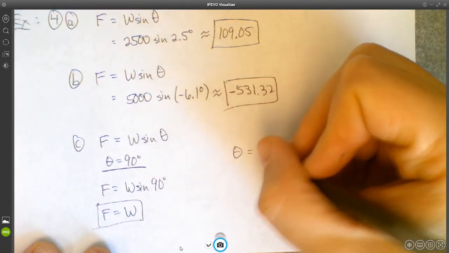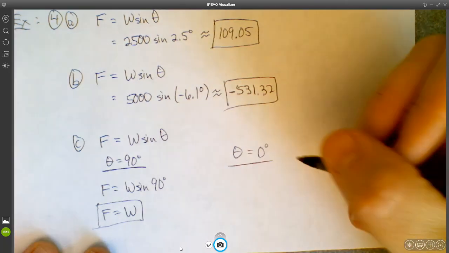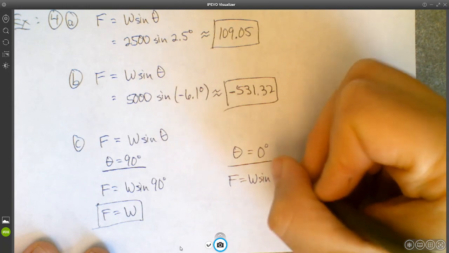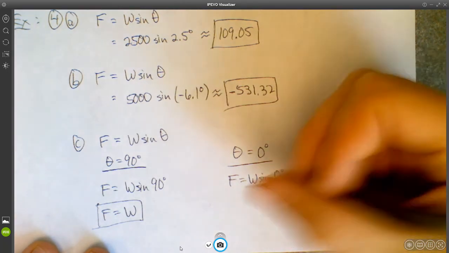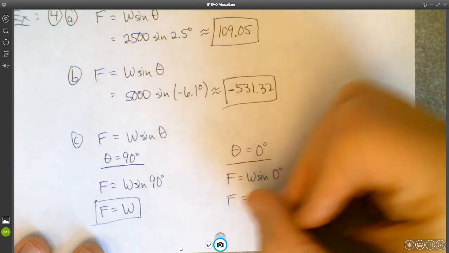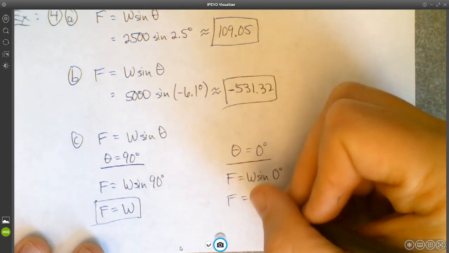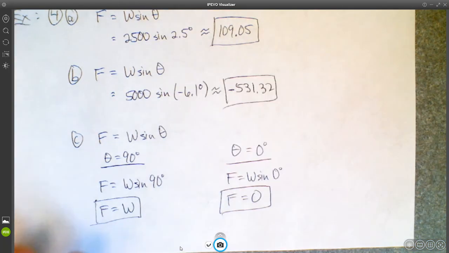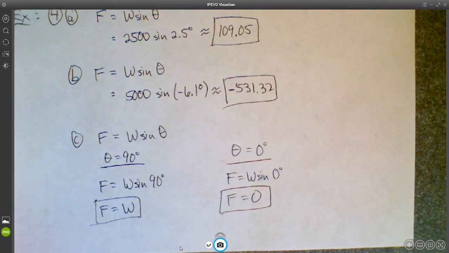What about for theta equals 0 degrees? Well, sine of 0 degrees is 0. And W times 0, whatever W is, anything times 0 is 0. So the grade resistance for a 0 degree incline would be 0. Which again, makes perfect sense because you're not even on a grade, right? So there's not going to be any grade resistance.